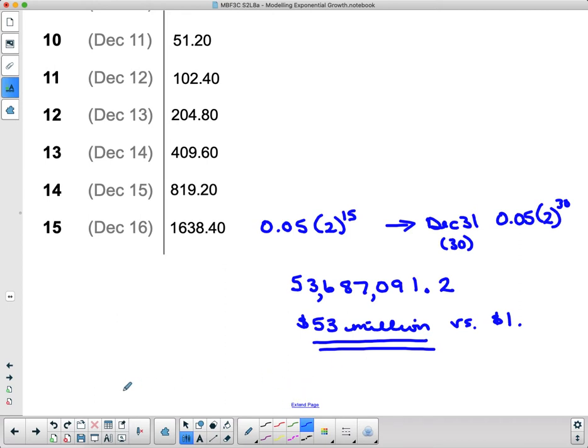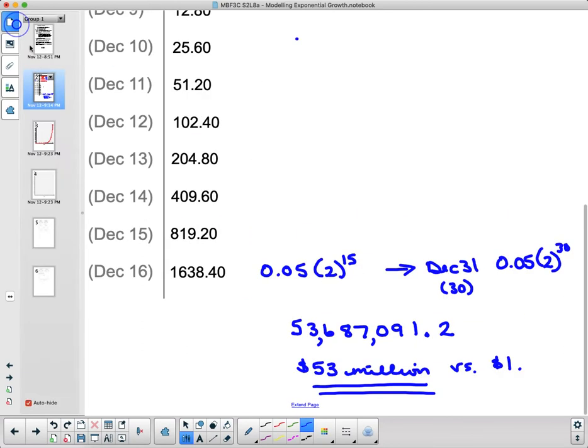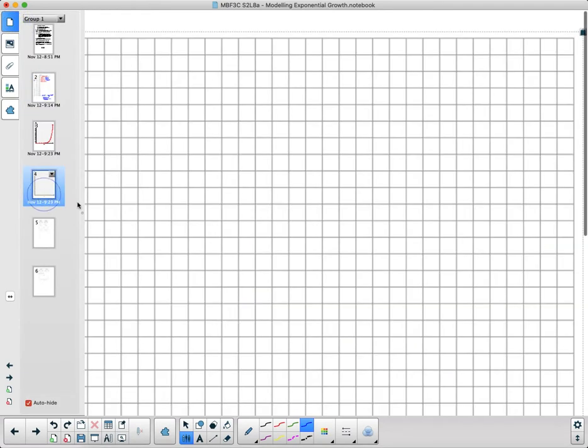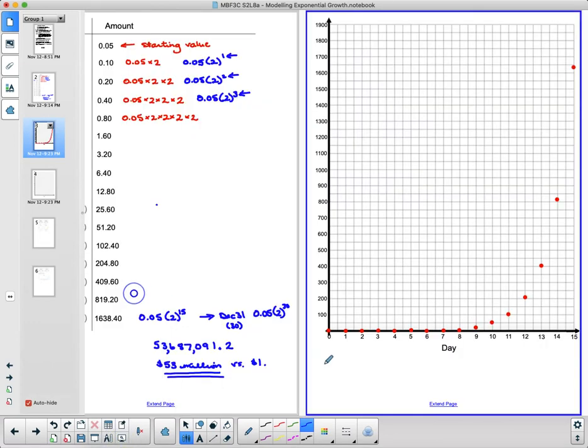So let's see what this looks like on a graph. I need the whole page up again. So here's what it actually looks like. I've graphed the first 15 days. I haven't graphed all 30 of them because that just gets whopping big numbers up the side.